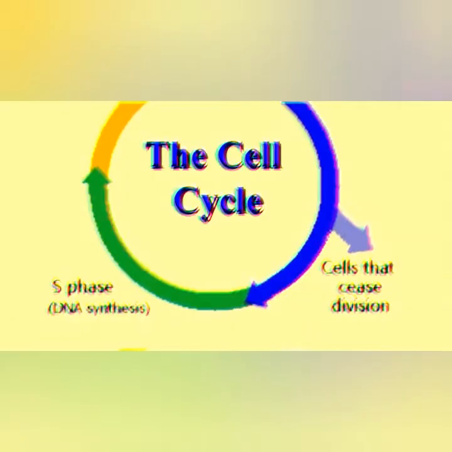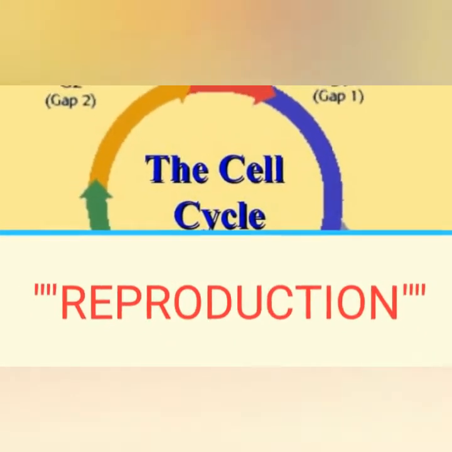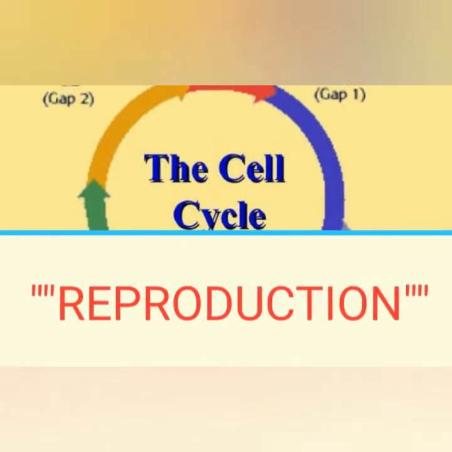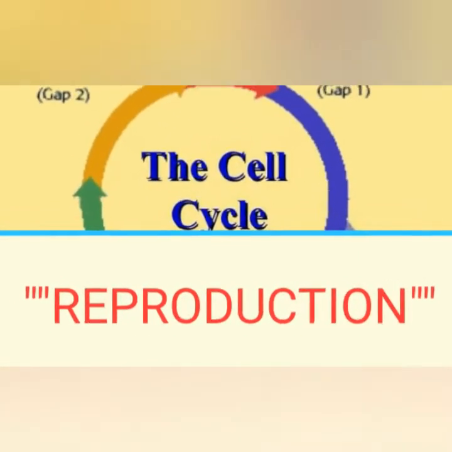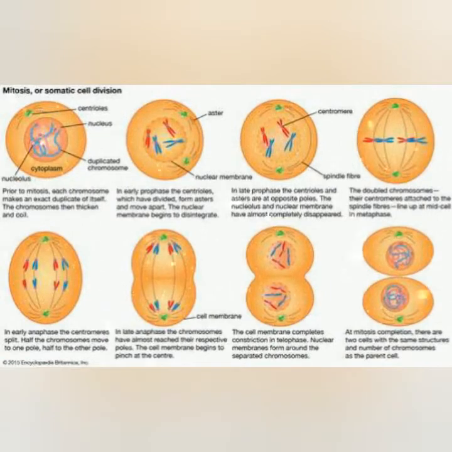We are going to start a new chapter, that is the cell cycle. As we know, the most basic characteristic of life is reproduction, and it occurs at different levels of organization, as we have already discussed all the levels from basic to complex system.